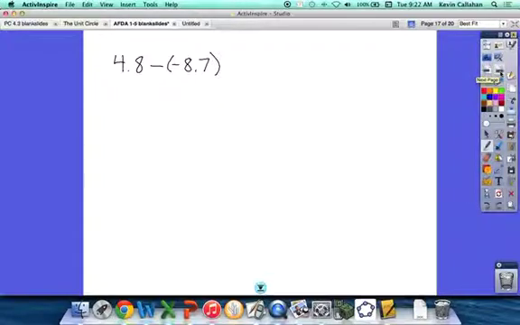How about this one? Change it to an addition problem. Minus a negative means plus. So 4.8 plus 8.7. 8 plus 7, 15. 1 plus 4 plus 8, 13. Where does the decimal place go? Right there.